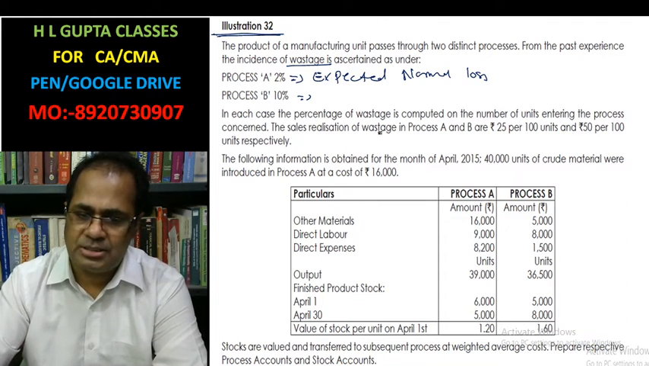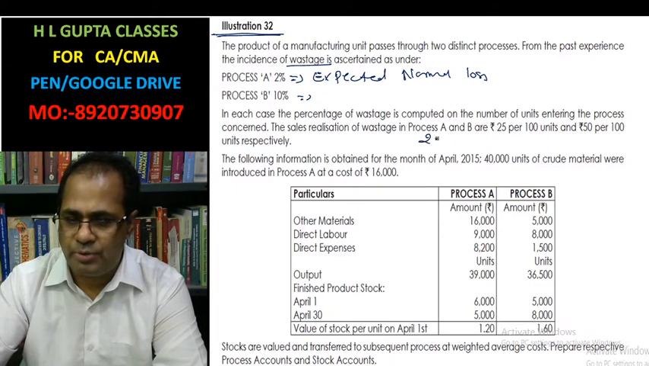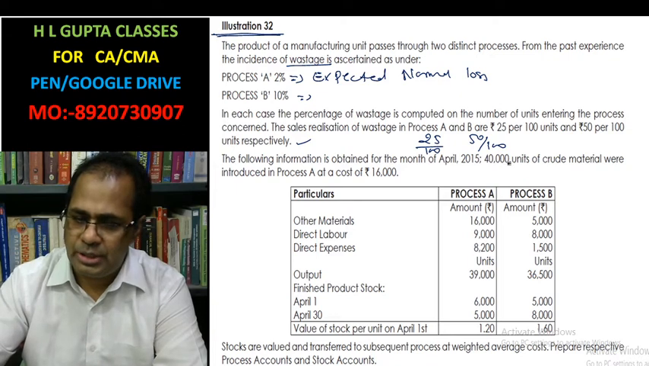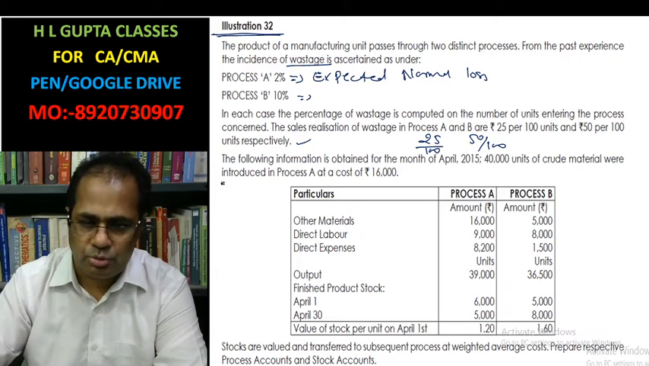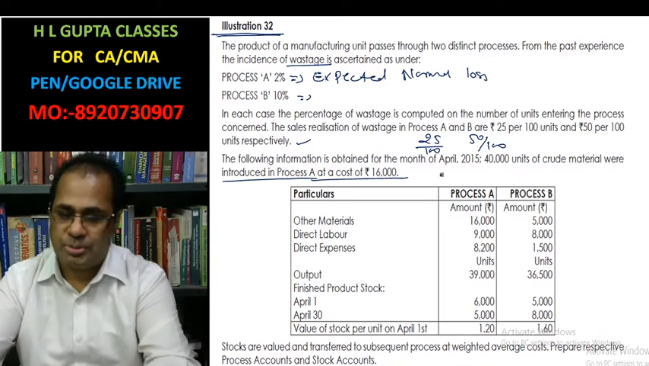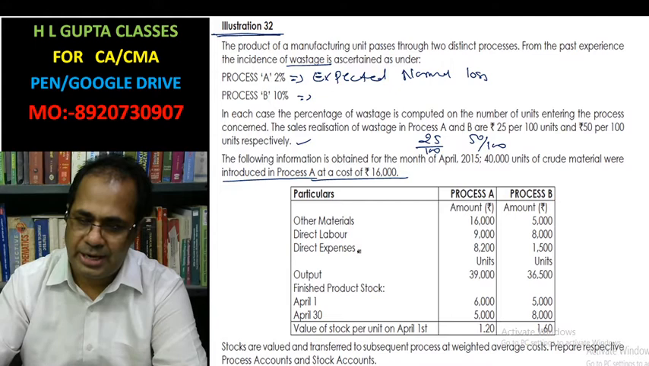The sale realization of wastage in processes A and B is: A is sold at 25 rupees for 100 units, B at 50 rupees for 100 units. The following information is obtained for the month. 40,000 units of raw materials were introduced in process A at a cost of 16,000. Additional material is 16,000, direct labor 9,000, direct expenses 8,200, output 39,000.